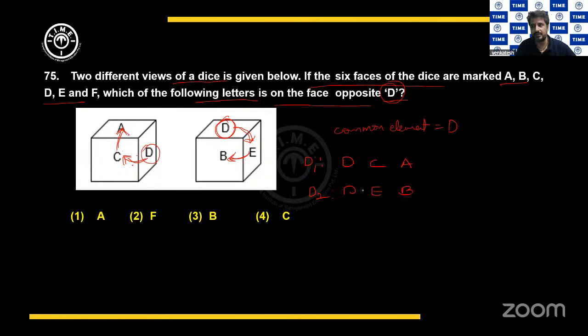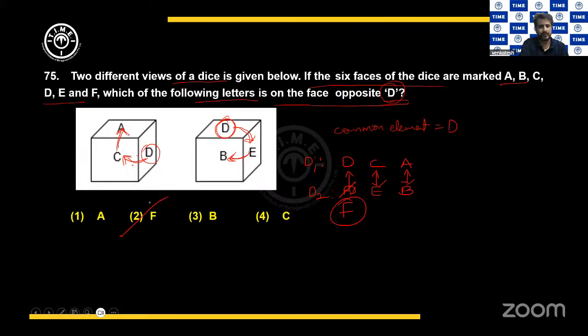So what we can understand from this is C and E are opposite, A and B are opposite. Now, what is the one more term left for D? F. So D and F are opposite. Because we have D and D, you can cancel one D and write the remaining element, that is F. What is the question asked? Which face is opposite to D? F. Choice 2.